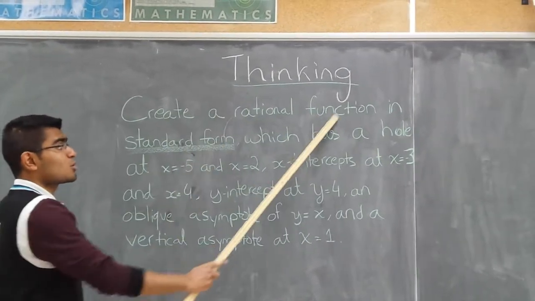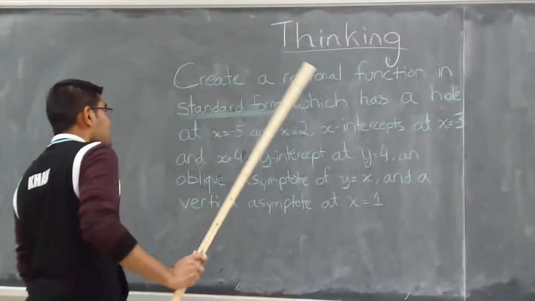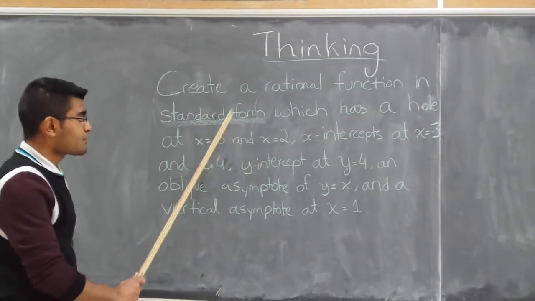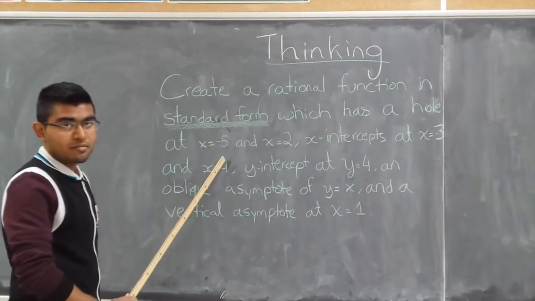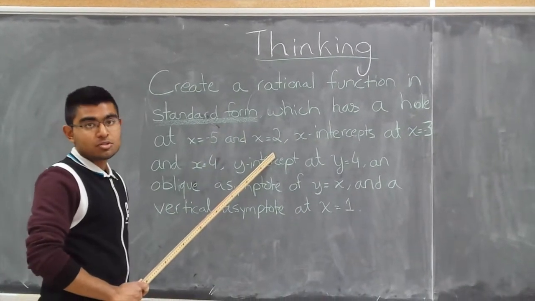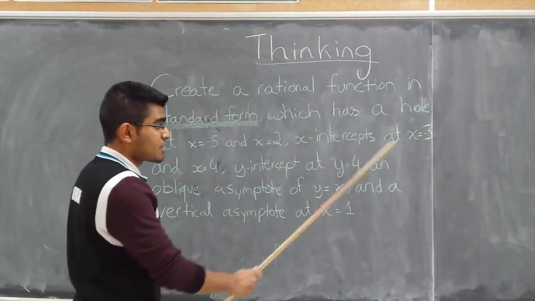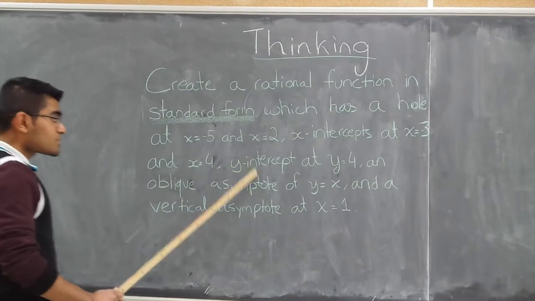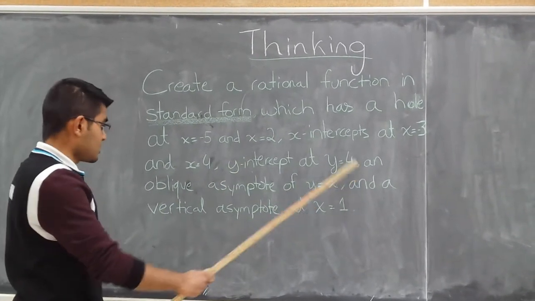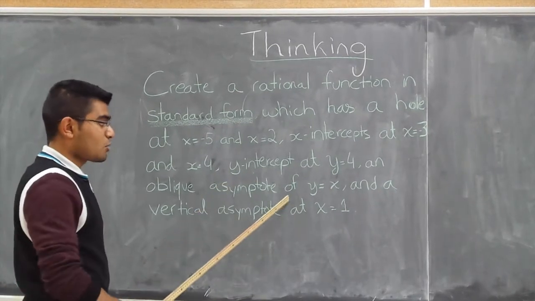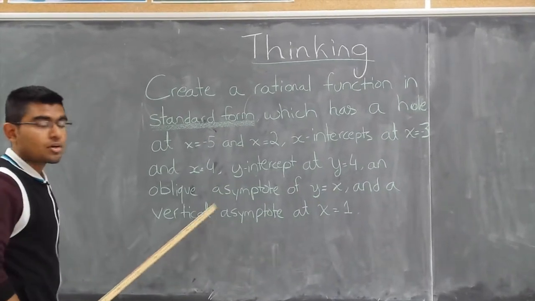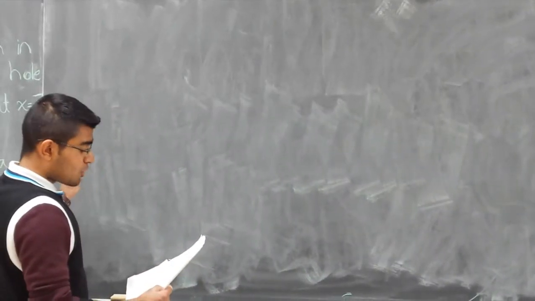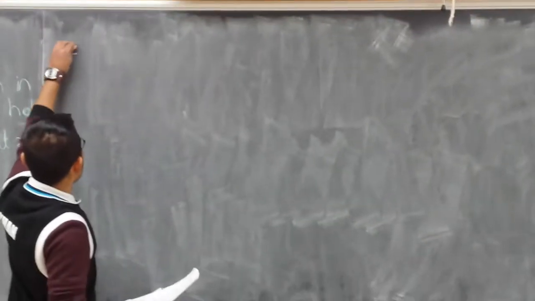Today I'll be doing the thinking question for rational functions. The question is: create a rational function in standard form which has a hole at x equals negative 5 and at x equals 2. It has x-intercepts at x equals negative 3 and x equals 4. It has a y-intercept at y equals 4, an oblique asymptote at y equals x, and a vertical asymptote at x equals 1. So first of all, we're going to write what we have.